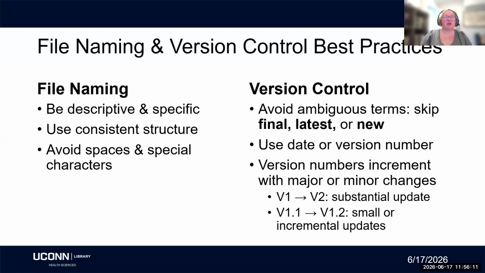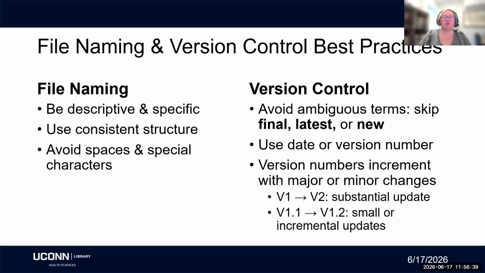So one of the most practical ways to support this workflow is through file naming and version control. The goal is to build file names with the most relevant pieces of information for your project, what we can think of as critical metadata. That might include things like project identifiers, workflow stage, date or version number, all elements that help you immediately understand what a file is and where it fits in the process.